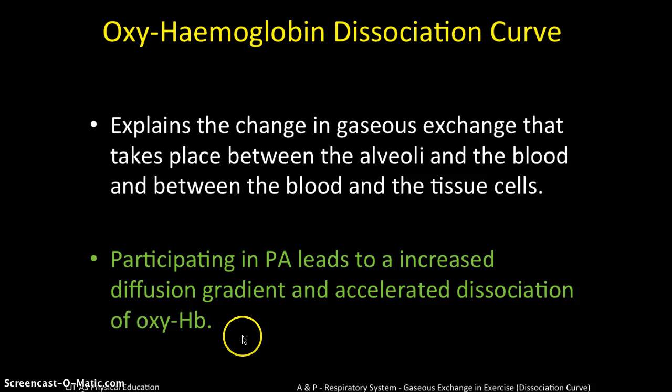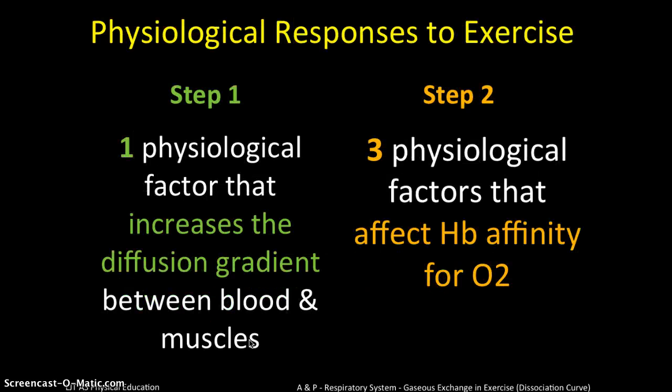What we know in exercise is that we drop off, we dissociate more oxygen. Logically, we want to give more oxygen to our muscles. Now, I think the best way to approach this is in 2 mini steps. There are some physiological changes. When you're exercising, there are a few things that happen physiologically. First, we'll look at one physiological change that increases the gradient, so that will explain why more gas might dissociate. And second, we'll look at 3 physiological factors that change hemoglobin's ability, or willingness, to hold on to oxygen.